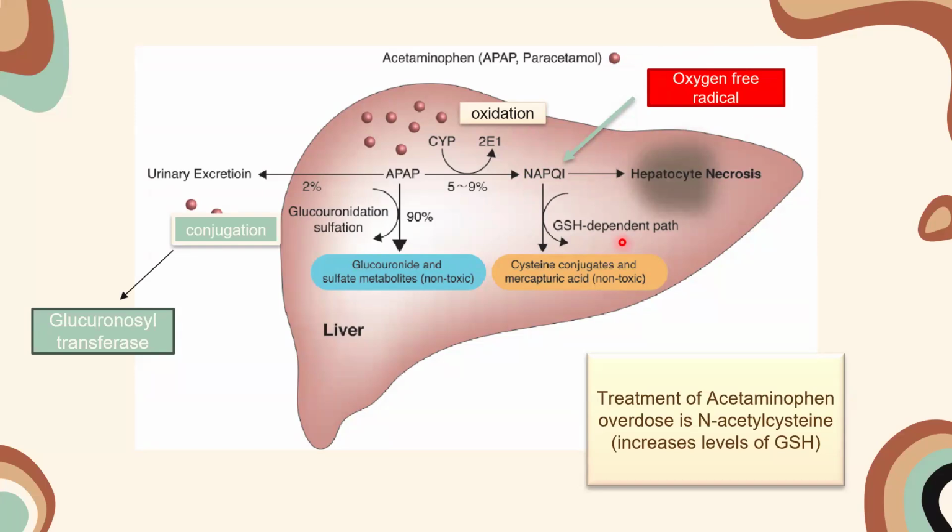What you can do for these patients is give them acetylcysteine. What this does is that it increases the GSH levels, which convert this oxygen-free radical into cysteine conjugates and mercapturic acid, which are again non-toxic. Acetaminophen toxicity is something that you're going to see in pediatric clerkships as well. It is one of the pediatric emergencies. So it's important to know how NSAIDs or acetaminophen is metabolized.